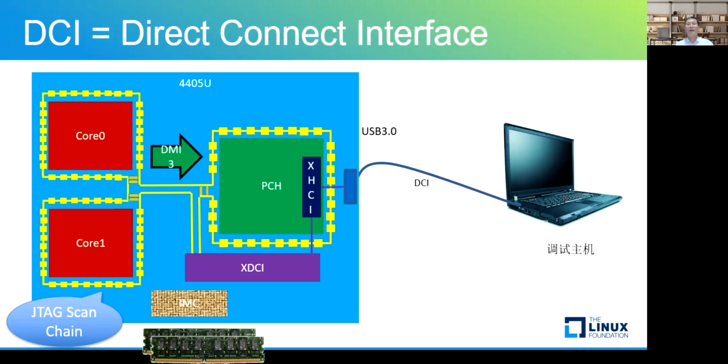Inside the silicon, there is a new component called xDCI. xDCI will work with the JTAG scan chain and transfer the data to xHCI. That's a USB 3 controller. They work together to expose the ITP technology to a convenient USB port.